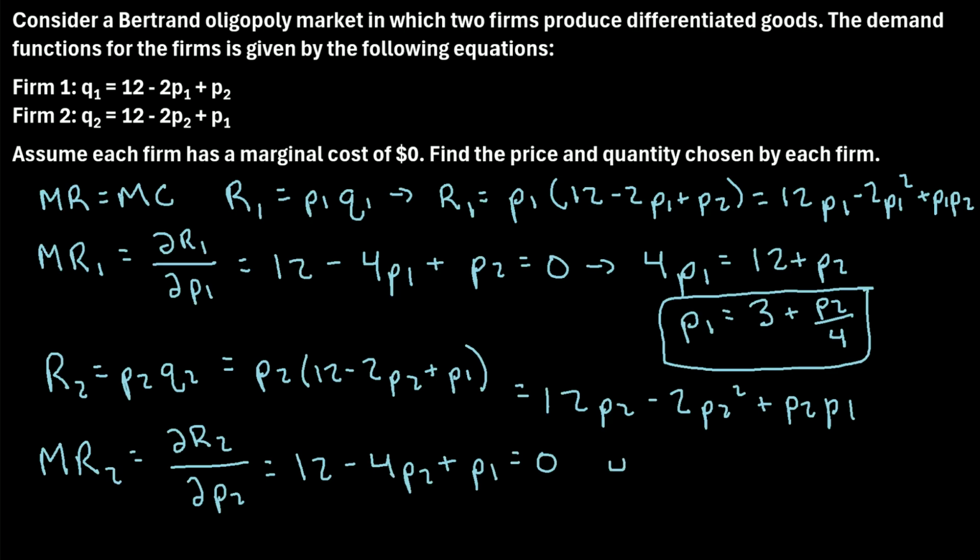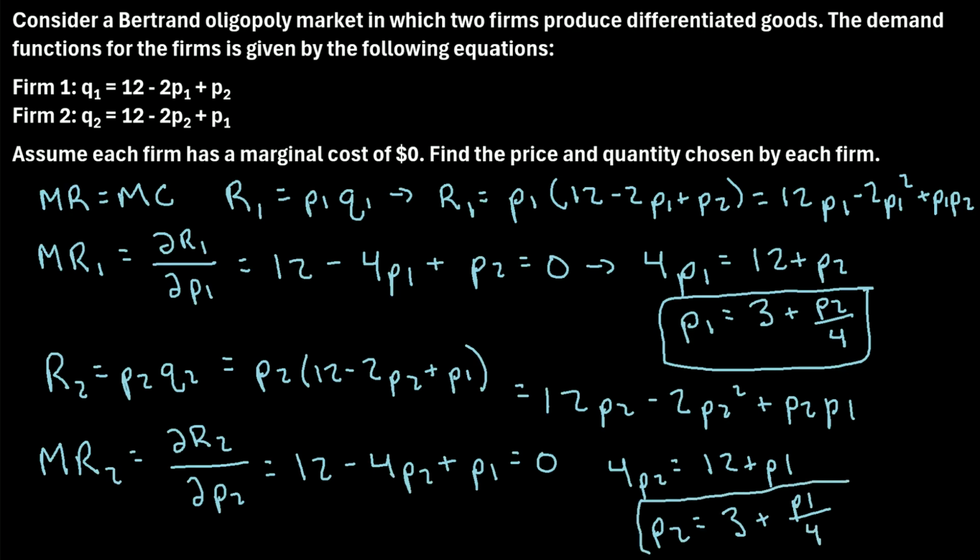And we're going to solve for P2 this time. So we'll find that 4P2 is equal to 12 plus P1. To get P2 all by itself, we'll divide every term by 4, and we'll find that P2 is equal to 12 divided by 4 is 3, plus P1 divided by 4. We'll just leave it like that.